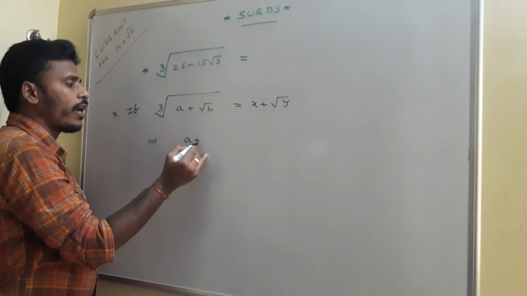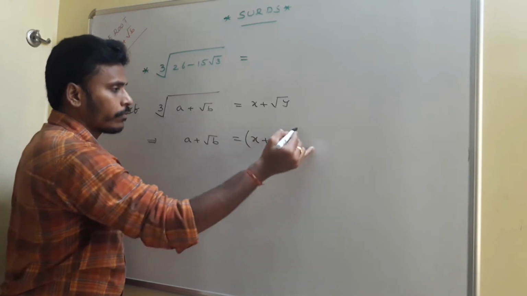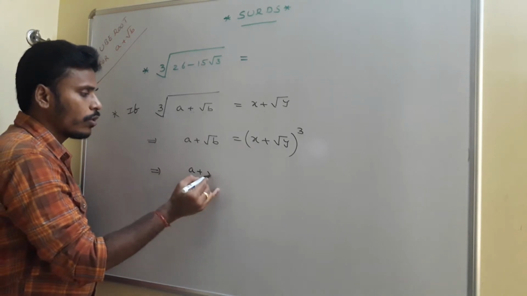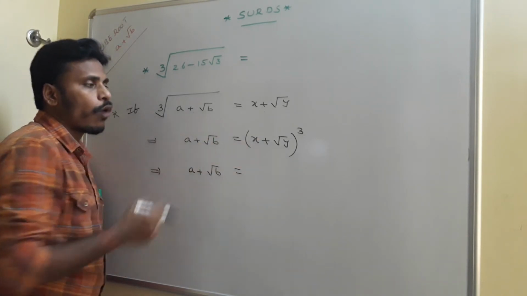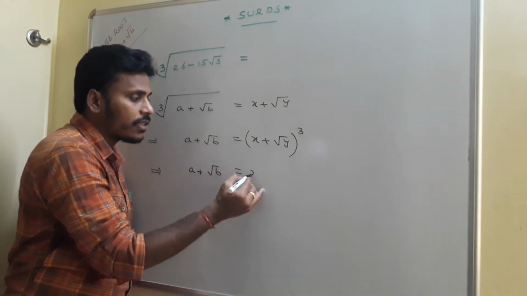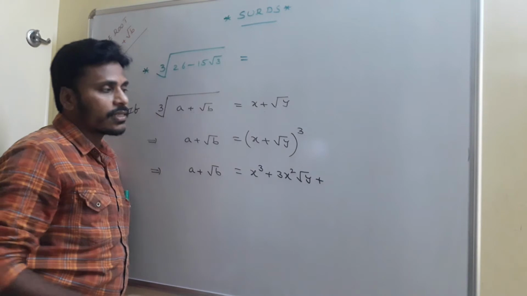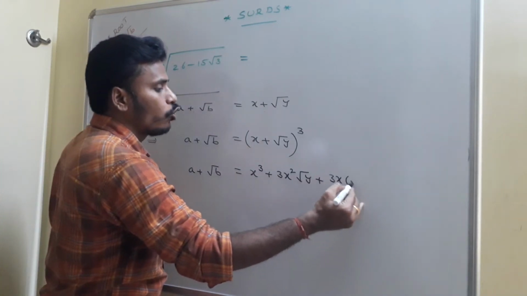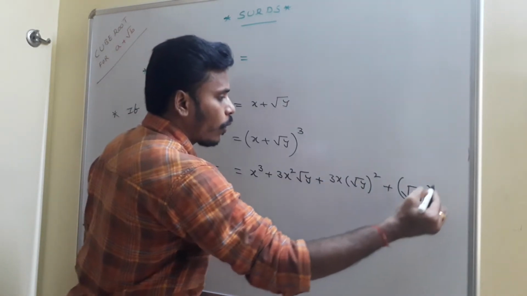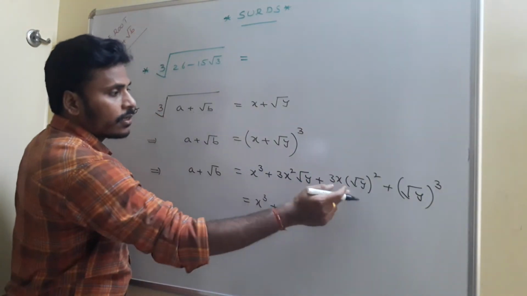Now if you cube on both sides, you will get a plus root b is equal to x plus root y whole cube. Very clear, right? Sending the cube root to that side, it becomes power 3. Then you need to apply the a plus b whole cube formula here. What is x plus root y whole cube? This is x cube plus 3x square root y plus 3x into root y square plus root y cube.